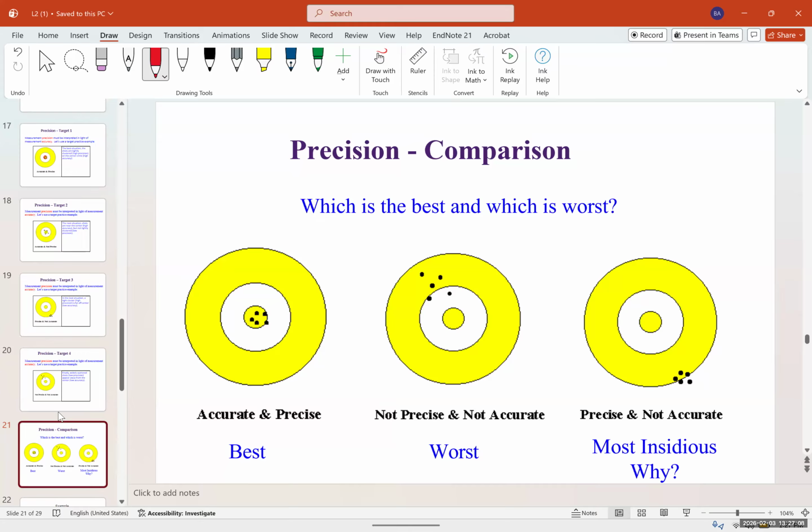And the third one is we are precise but not accurate. Now, obviously, we want the best scenario, but being precise but not accurate is also very good, because with a little bit of shifting or putting a little bit of bias, we can move that towards our target.